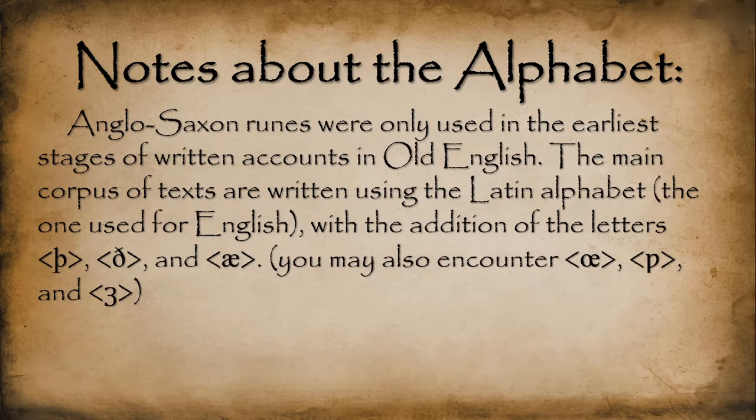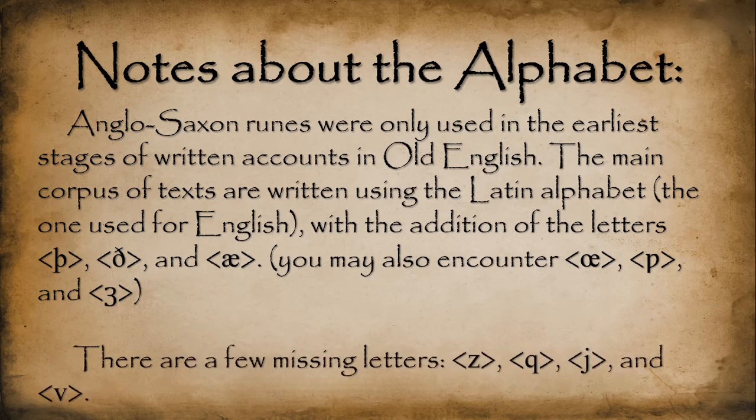Anglo-Saxon runes are only used in the earliest stages of written accounts in Old English. The main corpus of texts are written using the Latin alphabet, the one used for English, with the addition of the letters thorn, eth, and ash. You may also encounter OE, wynn, and yogh. There are a few missing letters: Z, Q, J, and V.